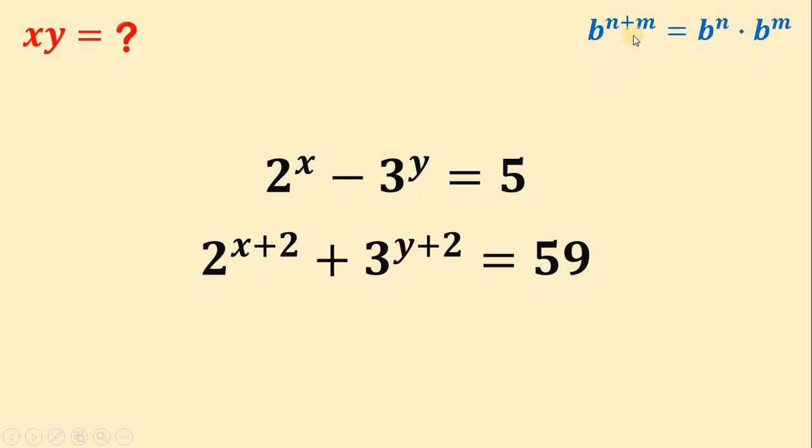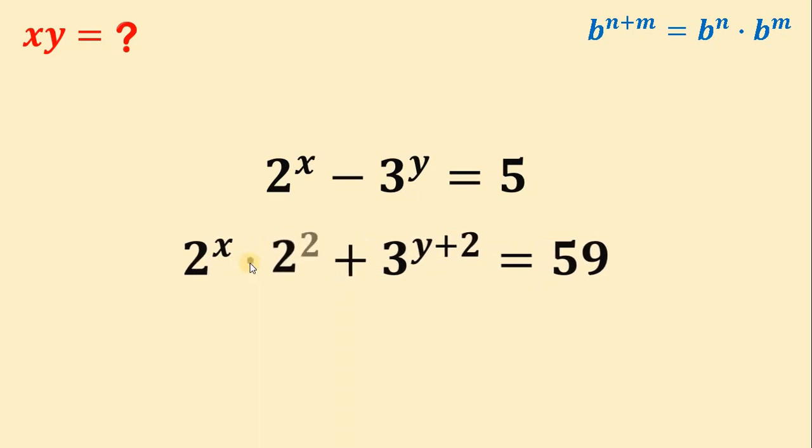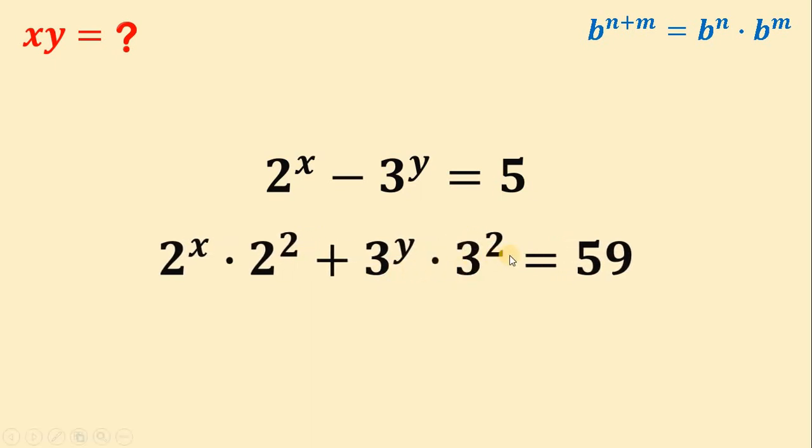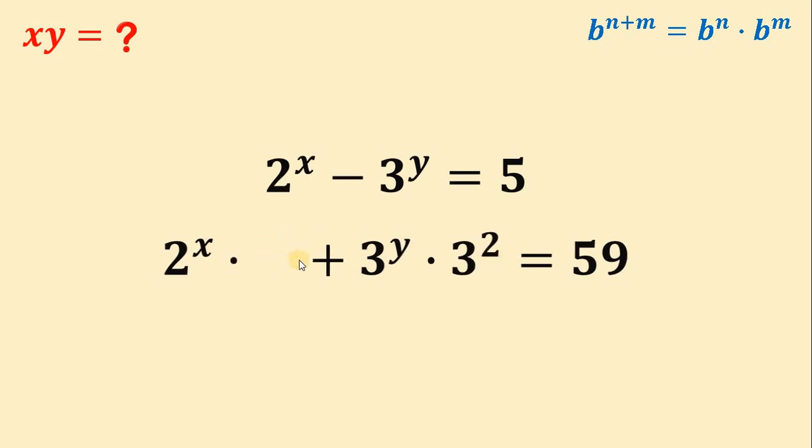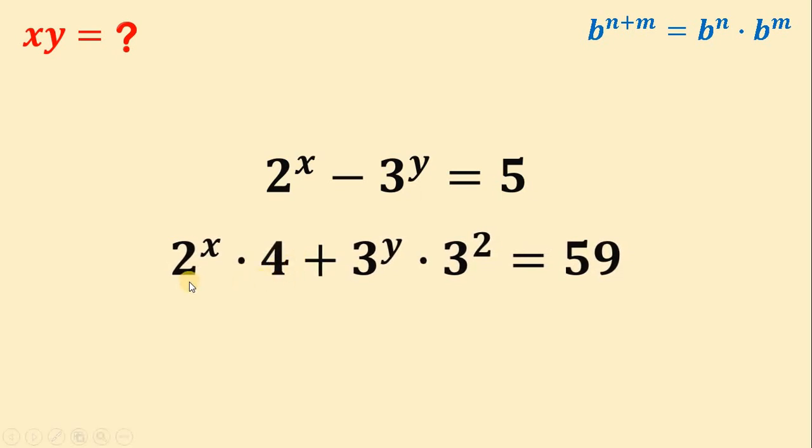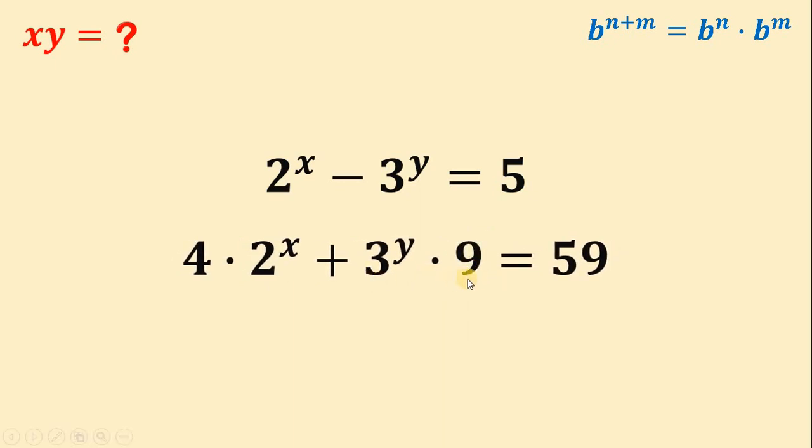If we have b^(n+m), it is equivalent to b^n times b^m. Therefore, 2^(x+2) can be written as 2^x times 2^2. Also, 3^(y+2) can be written as 3^y times 3^2. Now, 2^2 can be written as 4, and we can rewrite this expression as 4 times 2^x. Now, 3^2 is simply 9, and we can rewrite this expression as 9 times 3^y.